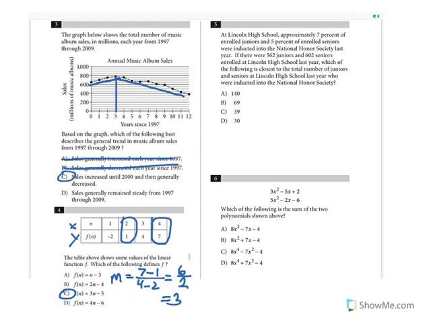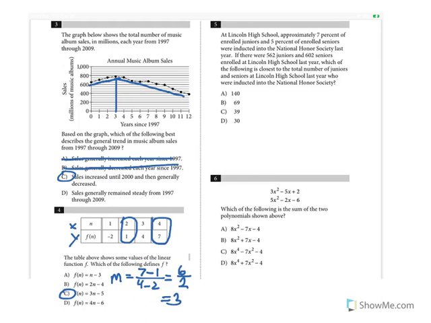At Lincoln High School, approximately 7% of enrolled juniors and 5% of enrolled seniors were inducted into the National Honor Society last year. If there were 562 juniors and 602 seniors enrolled at Lincoln High School last year, which of the following is closest to the total number of juniors and seniors at Lincoln High School last year who were inducted into the National Honor Society? All right, so a lot of wording there. What is it asking us? How do we know when we have the correct answer? Well, it's really all that wording is to ask us, what is 7% of 562 plus 5% of 602?